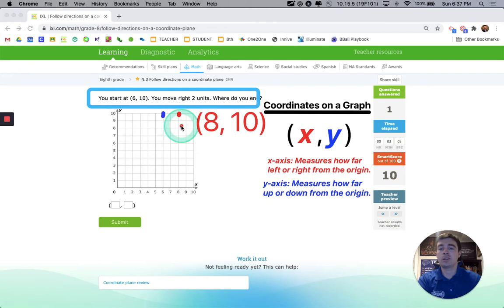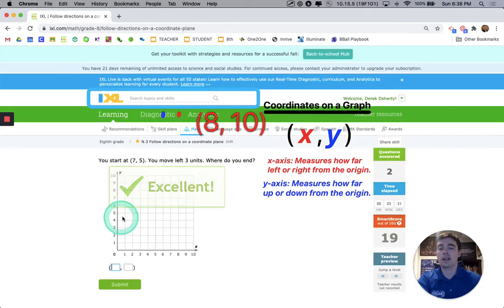Some of you were saying, Mr. Doherty, all we had to do was add 2 units to the x value because we were going right by 2. That means the x gains 2. And if you had just added 2 to x, you would have also got 8 for x and 10 for y. At this point, we're going to skip ahead to a couple more difficult questions later in the IXL assignment.